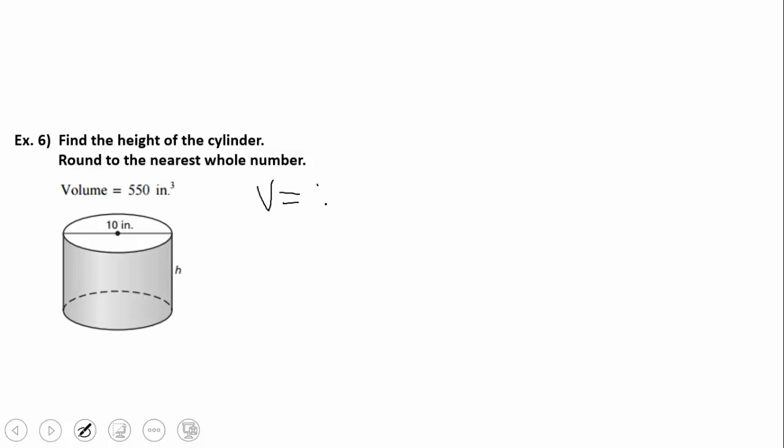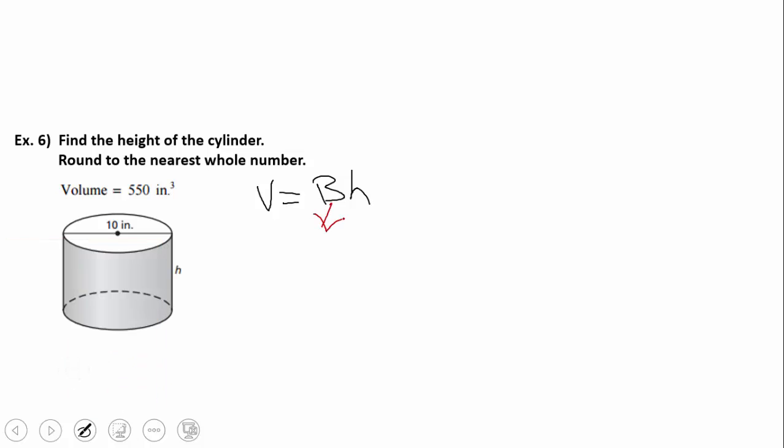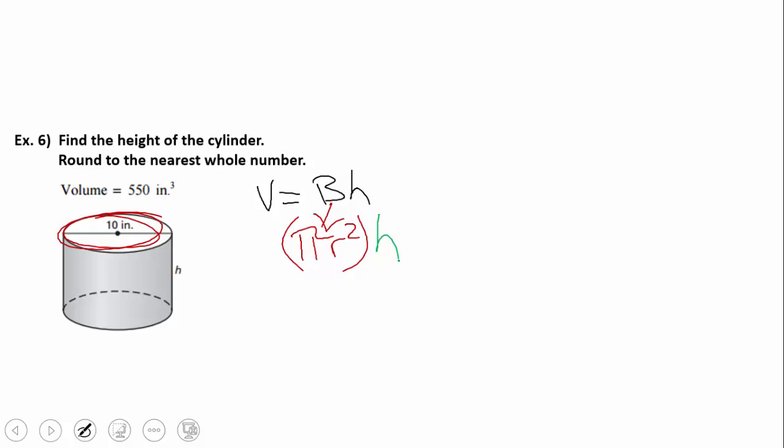And we know that volume is equal to area of the base times the height. You notice I write this stuff out all the time. Our base for a cylinder is a circle. Pi times the radius squared. We're multiplying that by the height. And we know that this is equal to the volume. And then we start putting in what we know. And it says the volume is 550.